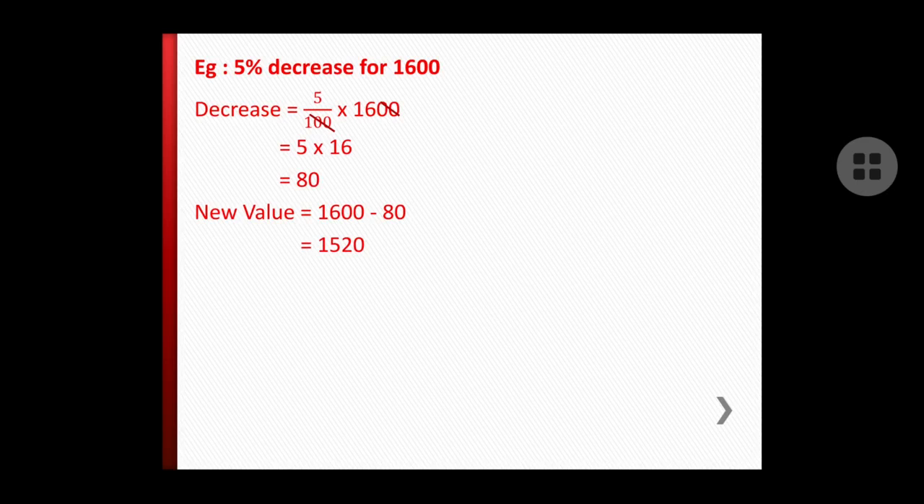But when you come to next method, when you compare the base value as 100, the base percentage as 100, 5% decrease means what is the comparison? New value by original, or new value by old value, will be what? Yes, it will be actually 95. Correct? So when you use that method, the new value is 95 by 100 into 1600, because it is a decrease of 5%. When you cut the zeros, it is 95 into 16, and that is equal to 1520. Same answer you will get.